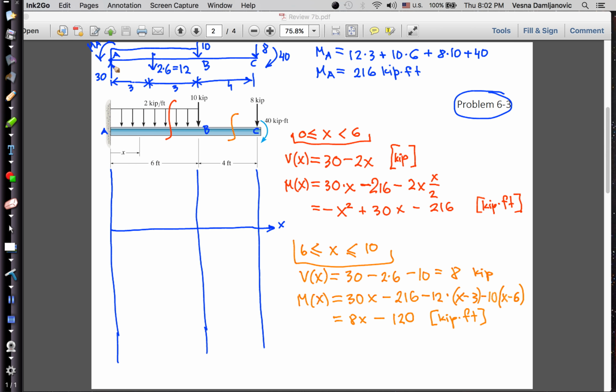And now what do I start with? Well, it has to start with 30, right? Because that's the reaction. So it looks like this. That's 30. And I'm writing here 30, okay?